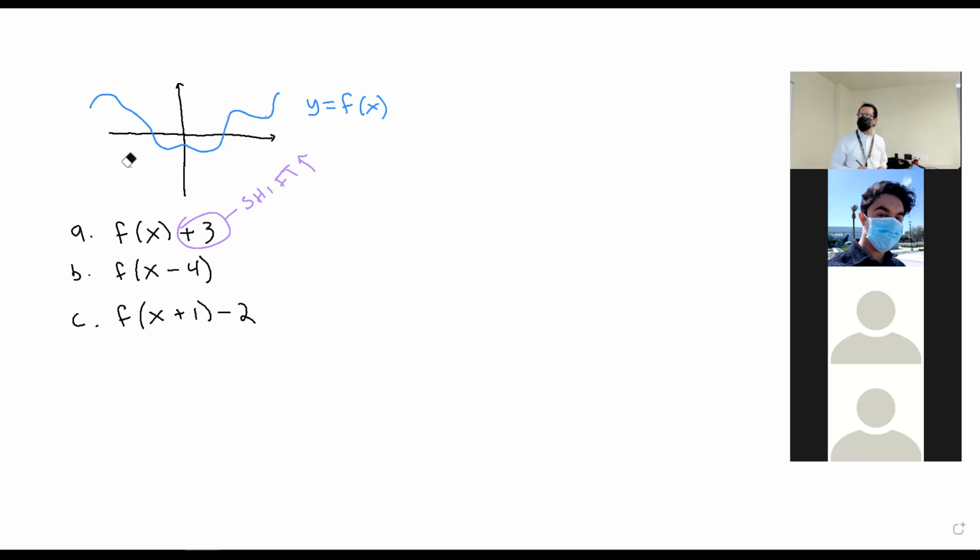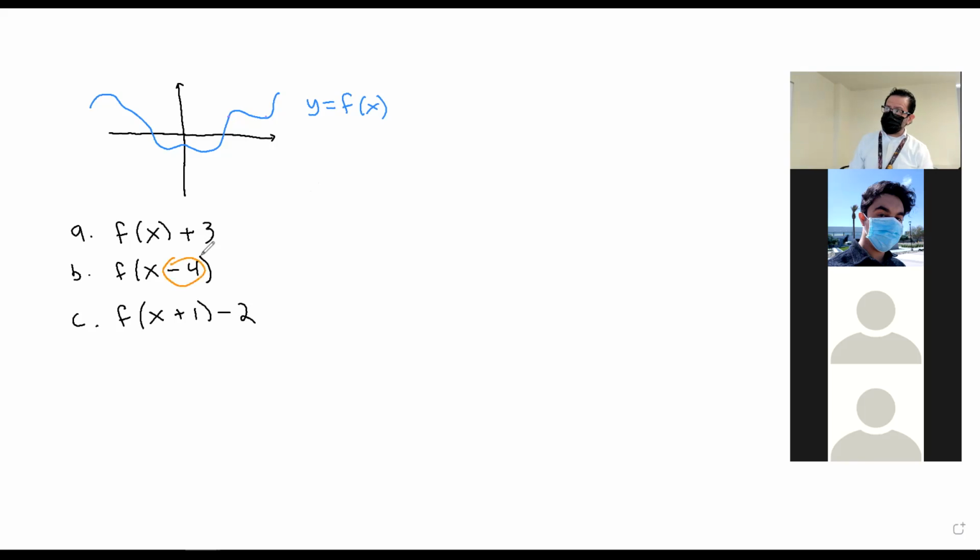Here we go. Now let's try to do B. What are we seeing in B in this case? It's a shift. What type of shift? Well, where is the value that I'm shifting? Remember about the inside or outside. Over here, we have the function and I'm adding 3 to the function. Over here, I'm subtracting 4 from the value I'm putting in the function. So what type of shift would this be?